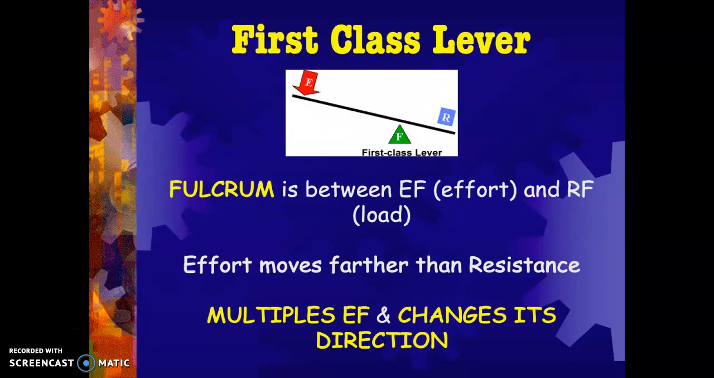So what do I mean that multiplies the effort force? It's going to take you less force to lift the weight of the object. You're going to have to apply less force than what the force of the object is. The longer your effort arm, the less force you have to use. Now the only problem is, the more you move the fulcrum towards the resistance, the shorter the distance the object is going to move.